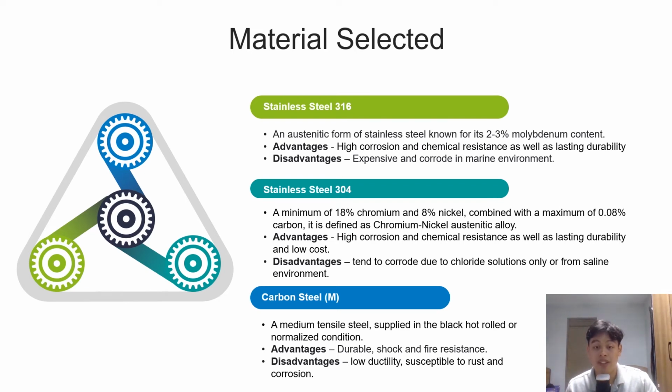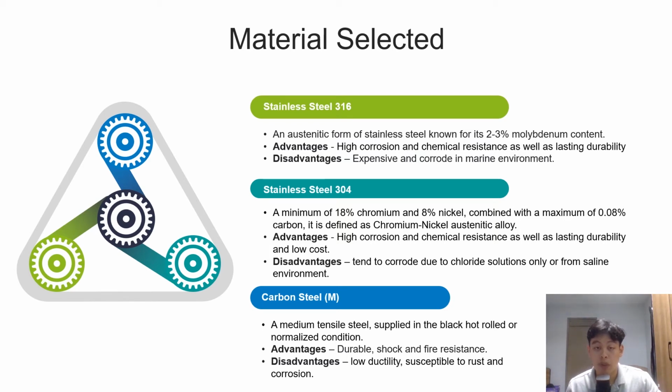As for stainless steel 304, it has advantages similar to stainless steel 316. However, it tends to corrode due to chloride solution only or from a saline environment. And the third one is the carbon steel medium. It has the advantages of durability, shock and fire resistance, while the disadvantages are that it has low ductility and is susceptible to rust and corrosion.